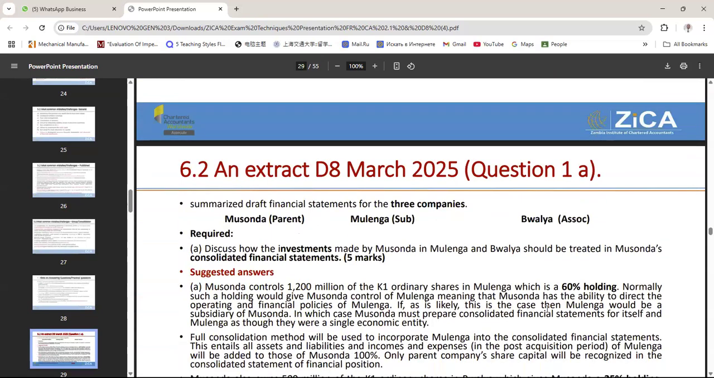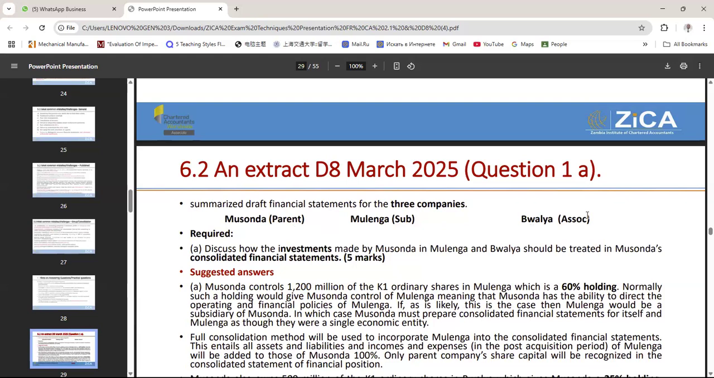So now let me go through some of the questions which I had picked. When I say extract, it's not a detailed question. If you check, this was D8, March 2025, question 1. Like the example I had given you, there were 3 companies: Musonda, the first company, was the parent; Mulenga, the middle one, was the subsidiary; and the last one was Waria, which was an associate.